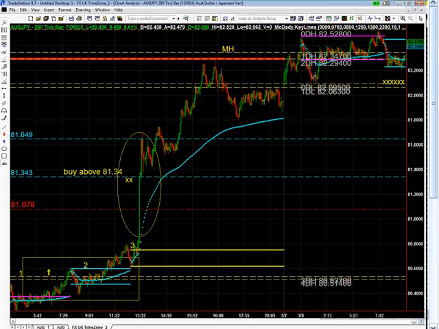It's not support and resistance. Let me try to rephrase that. Support and resistance is not something you can trade every day. You cannot trade support and resistance every day.